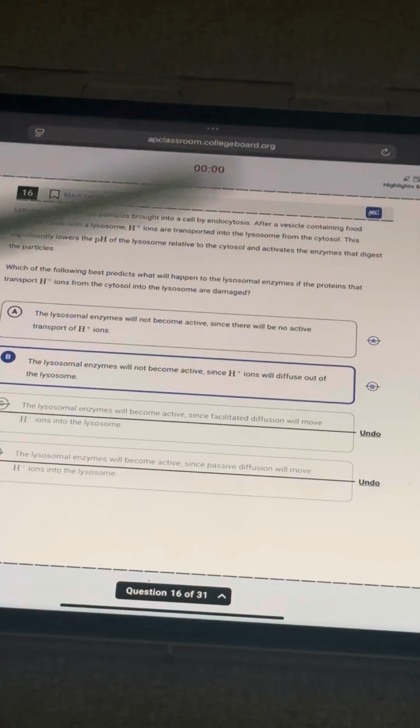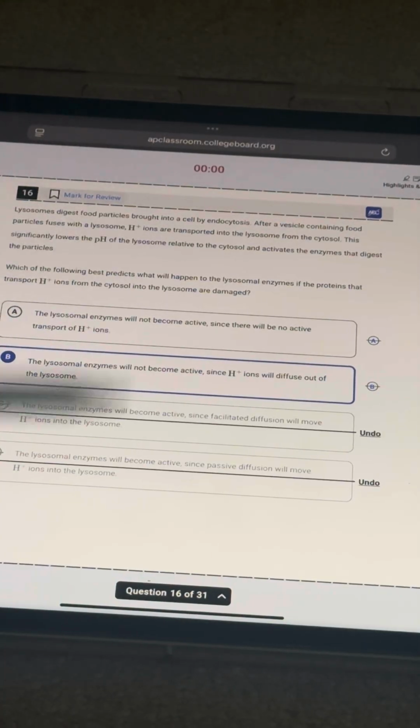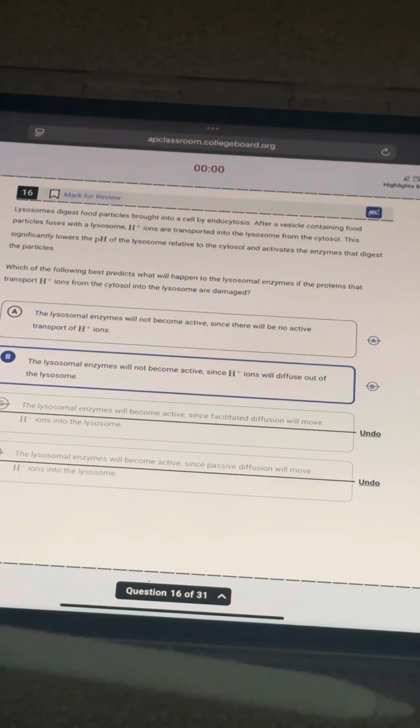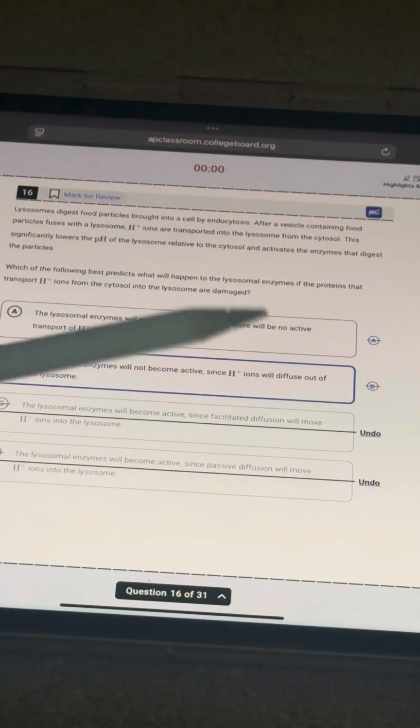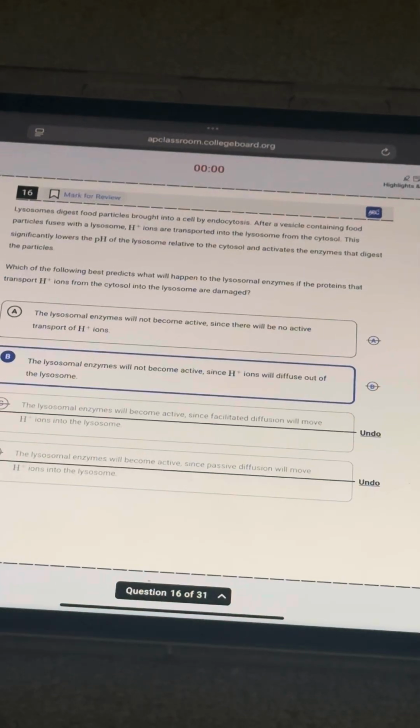But here's the thing that I want you to catch right away. They were never in the lysosome. The only reason these H+ ions were in the lysosome was because they were transported from the cytosol. So if there are no proteins that can transport the H+ ions into the lysosome, then they would never be in there. How would something diffuse out of something if it was never in there in the first place? If the process that puts them in there, concentrates the H+ ions and makes the pH acidic, stops working, they can't diffuse out.